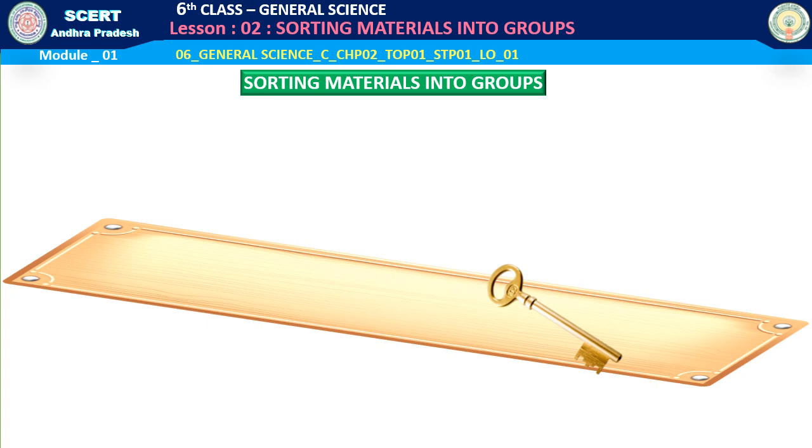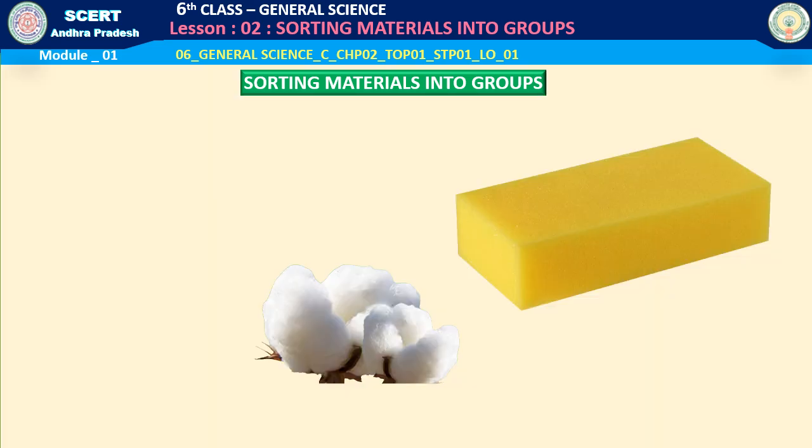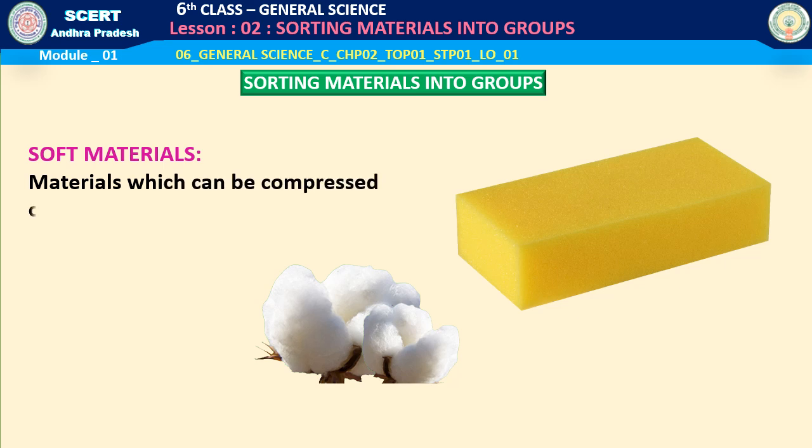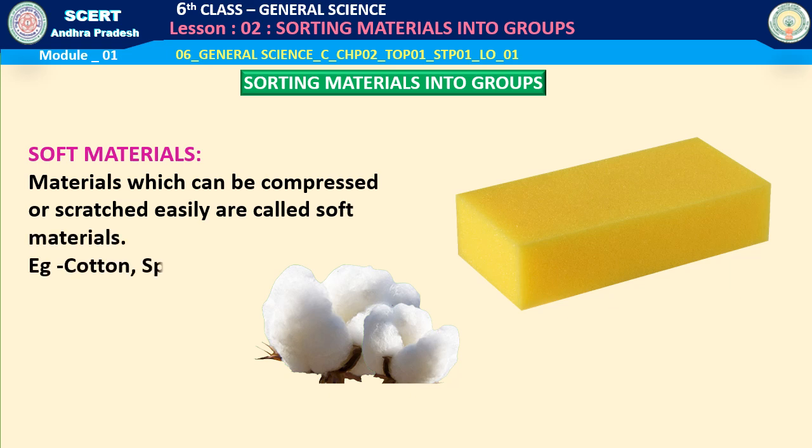Let us define soft materials. Materials which can be compressed or scratched easily are called soft materials. Examples are cotton and sponge.